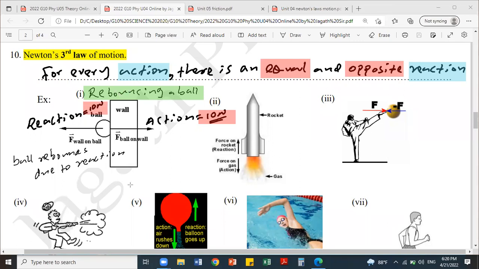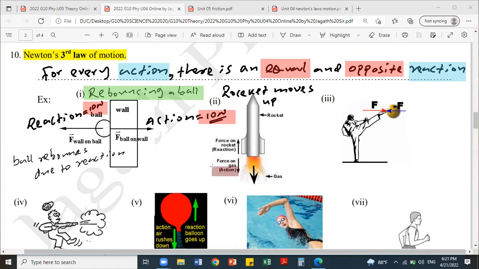Then the other example, sending a rocket. The rocket moves up due to the reaction. You can mark the force here. A large quantity of fuel is burned before sending the rocket to space. In this backward direction, the force of a large quantity of gas sent towards the earth, that is the action.